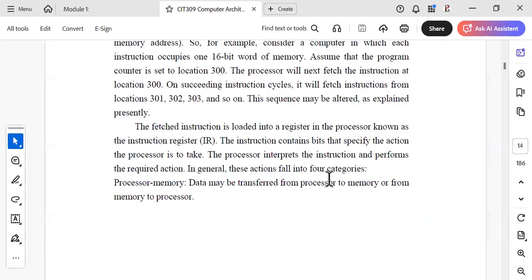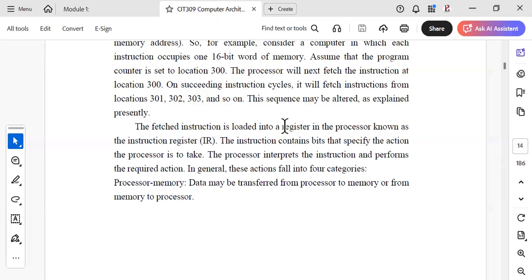All right, so now the fetch instruction. We are now talking about when the CPU fetches an instruction from the RAM, which is where the program is stored. Instructions are stored as programs. When it is fetched, it is loaded into what we call a register.